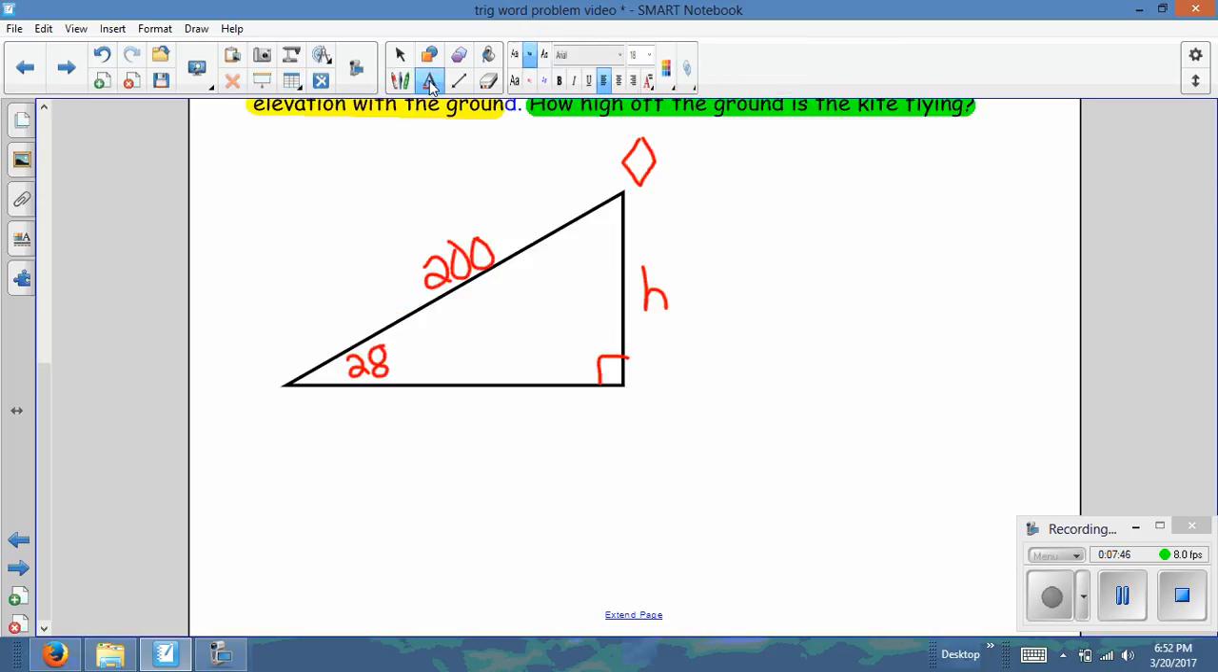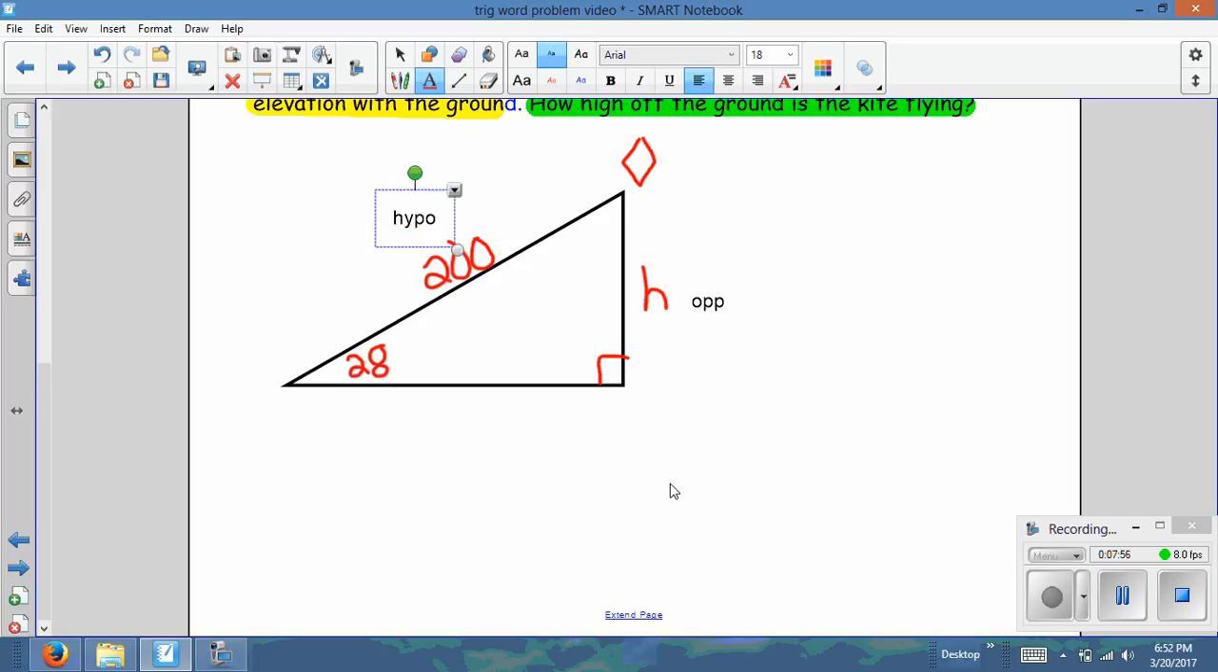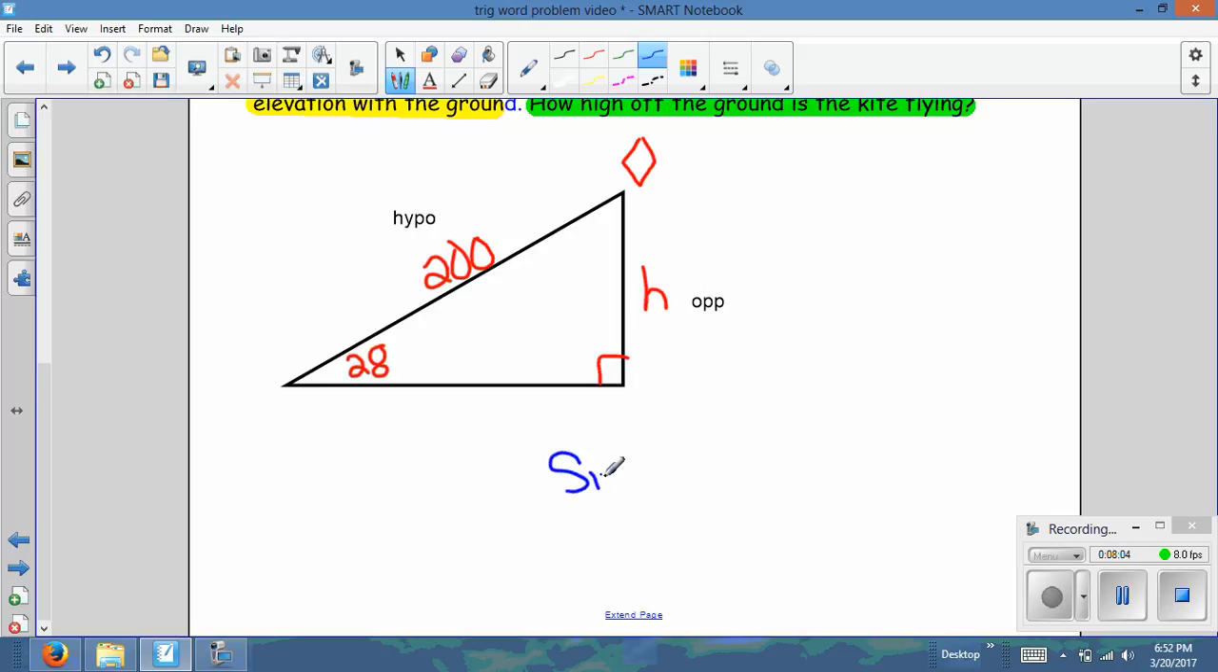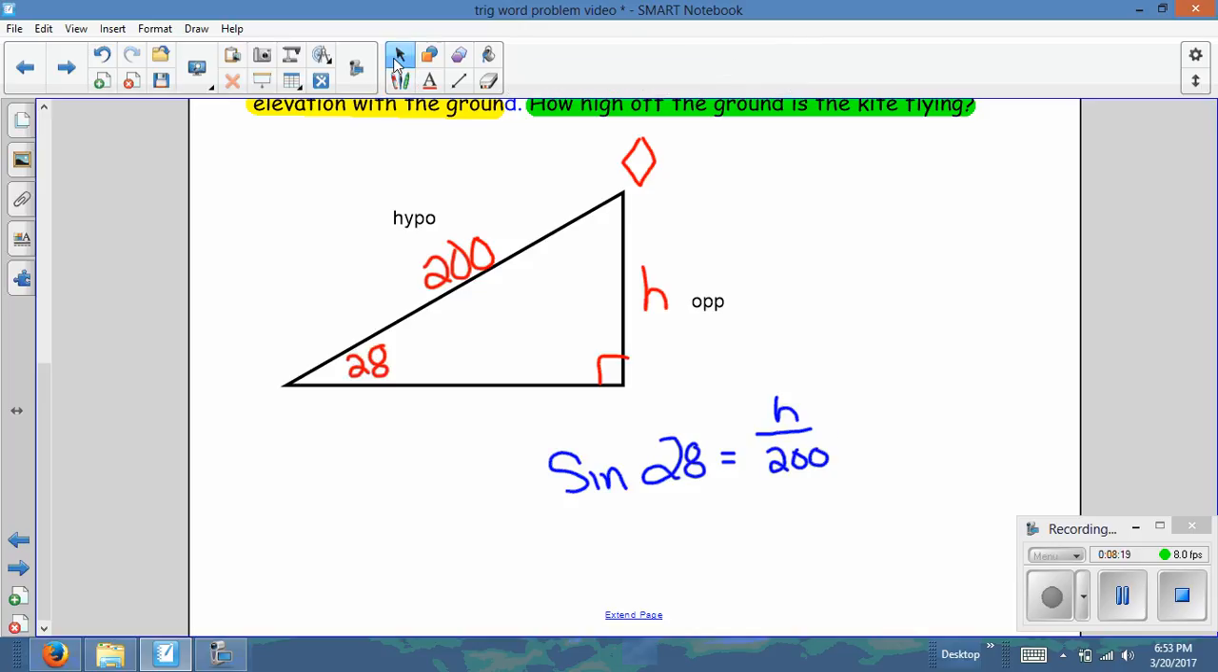So now that I have everything labeled the way it should be, and this is correct, I got an opposite to the 28 and a hypo of the triangle. And this, again, is going to be sine. Opposite and hypo is sine. So sine 28 equals h over 200. All right, so I'm going to pause for a second to do the math, and hopefully you do too, and we can come back together and agree.